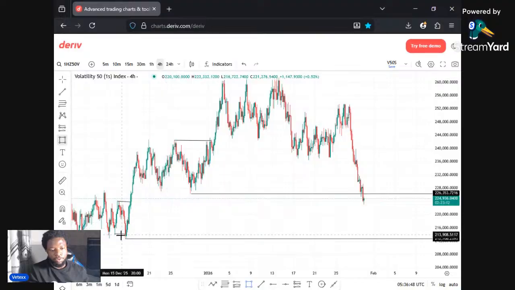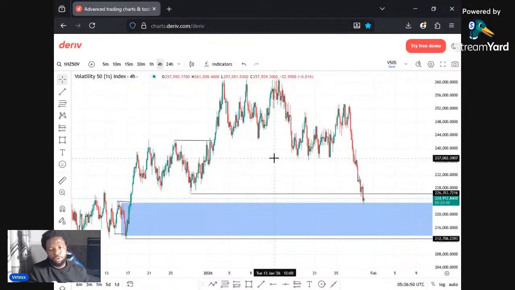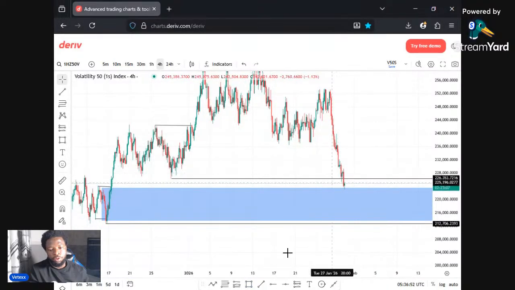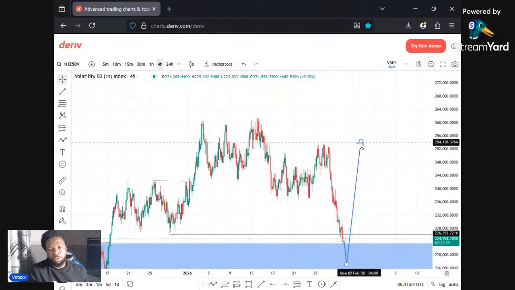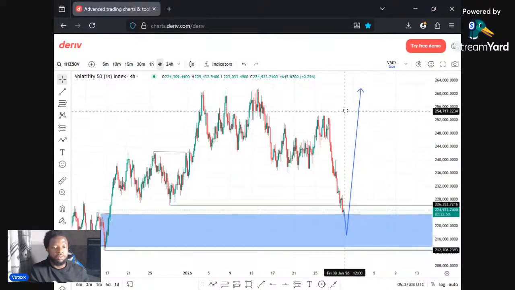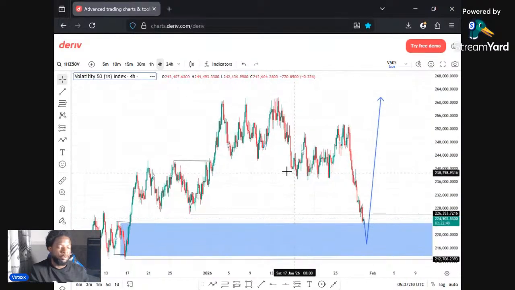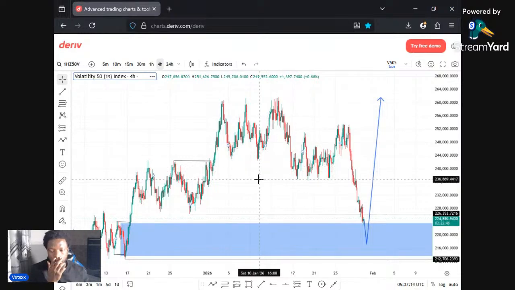So price has tapped into the POI. Okay, so we want price to come a little bit inside the POI with something like this more, then we can start looking for sales until price takes out this target. So this is what you're anticipating on V51.